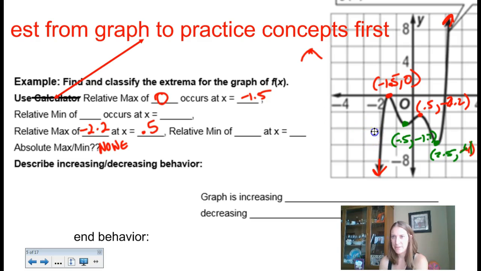So this first one I found was a value of negative 1.7 at x equals negative 0.5. And then the next one I found was a minimum of negative 4 at x equals 2.5. Again, you can argue with me. I thought it was 2.3 or whatever. I don't care. If we use our calculator, we'll get exact values.